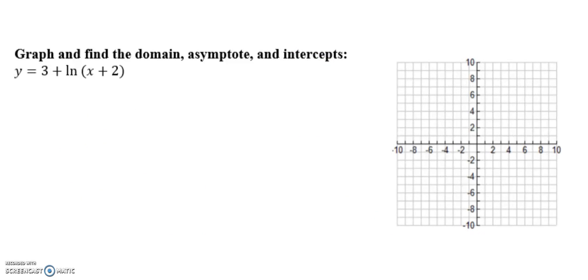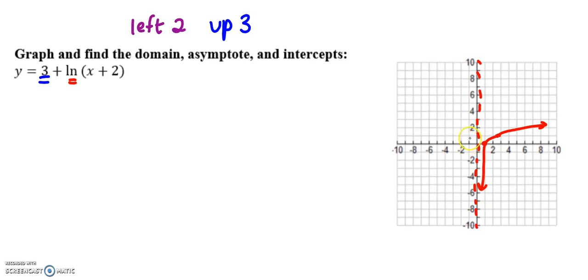All right, this next one says to graph and find the domain, asymptote, and intercepts. So we have a natural log parent function, and we are adding 2 on the inside, which means we are going to go to the left 2, and we are adding 3 on the outside, which means we're going to go up 3. So I'm going to start by plotting the natural log function, which I remember from previous lessons, always goes through the point (1, 0), and through the point (e, 1). Now I'm going to take that curve, and I'm going to move each important point to the left 2, 1, 2, and up 3, 1, 2, 3.